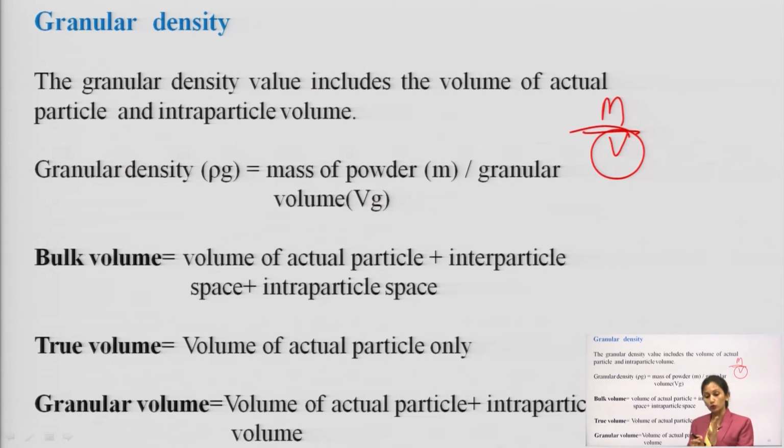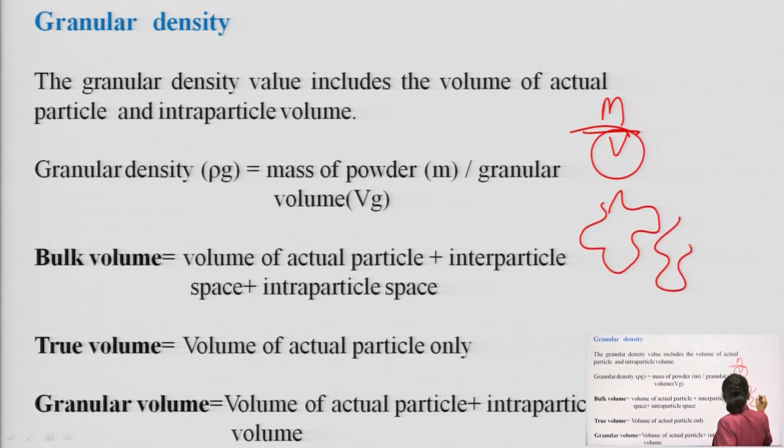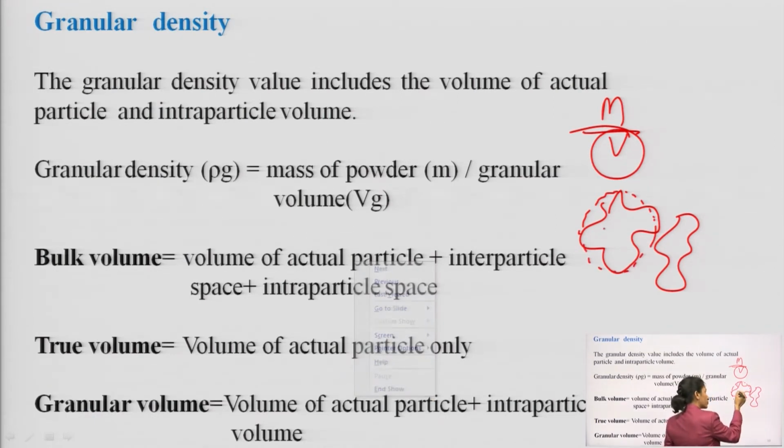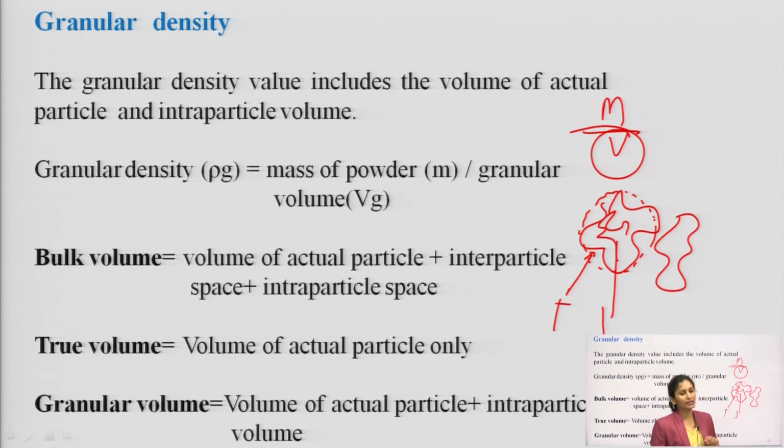Granular volume includes the volume of actual particle plus intraparticle space, but it does not include the interparticle space. मतलब if this is asymmetric particles, so in a case of a granular density, we measure the particle like this. We also include the actual particle volume, this one, as well as the volume of this intraparticle space. So that is known as the granular volume. So granular density is equal to mass upon granular volume. Granular volume is equal to volume of actual particle plus intraparticle space.